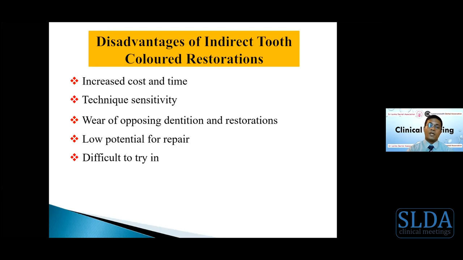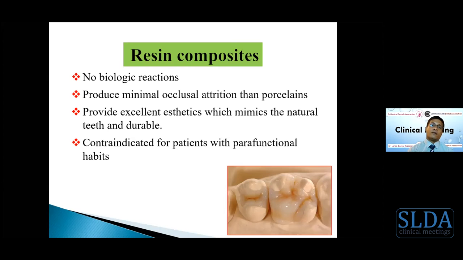Resin composites. Now, as I mentioned earlier, resin composites are one of the tooth-colored indirect restorative materials. They don't exhibit any biological reactions. Together with suitable bonding agents, they provide an indirect restoration which is durable and has excellent aesthetics that looks like natural teeth. They are not indicated for patients with parafunctional habits, and those who have unglazed porcelain on the opposing teeth. Composite resin indirect restorations can be fabricated either chairside or in the laboratory using conventional and CAD-CAM techniques.